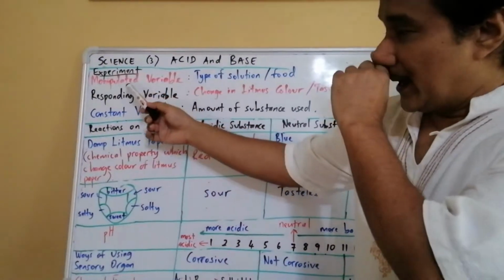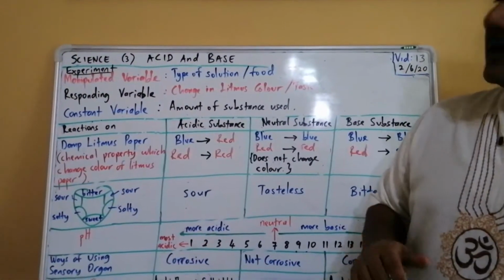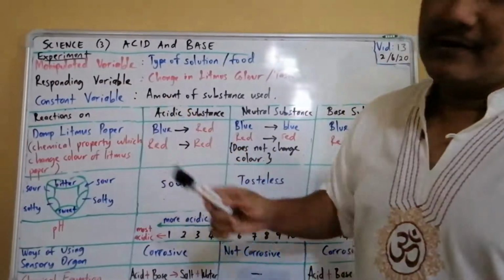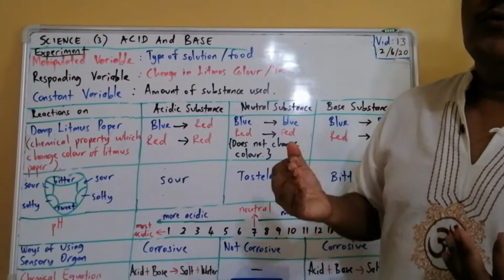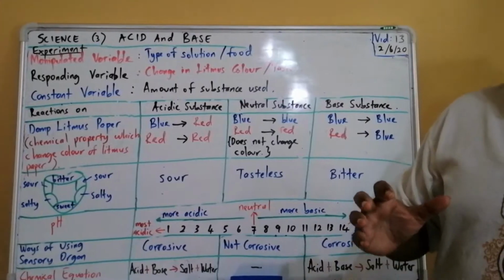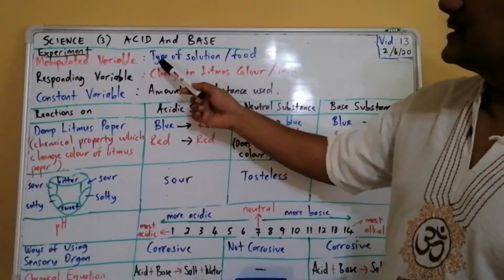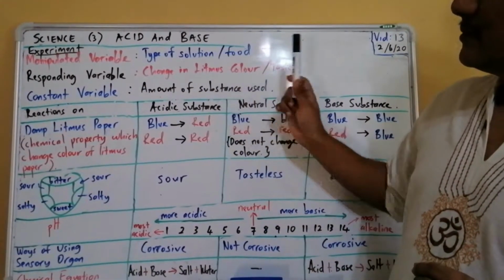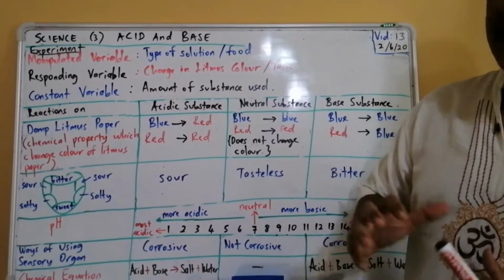Normally in an experiment, we'll have three types of variables. The first one is the manipulated variable. Manipulated means that we can control the variable or actually change the variable. For example, the type of solution that we use or the type of food that we use, we can control or change it.